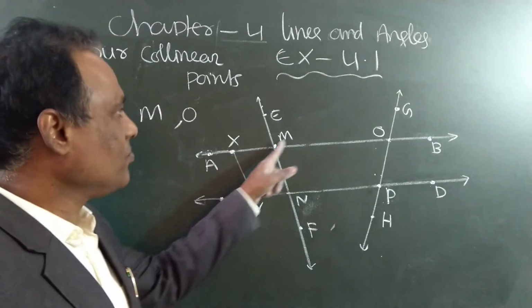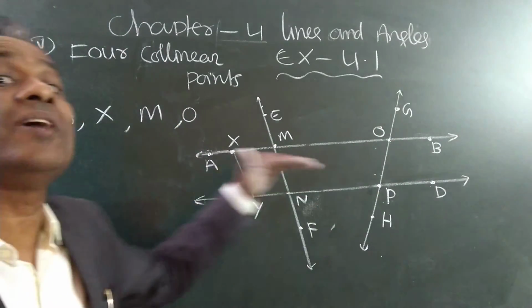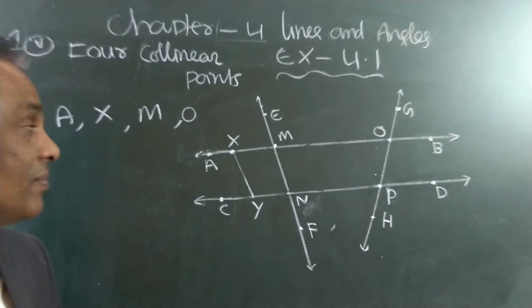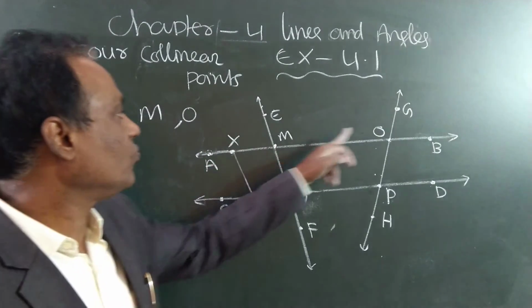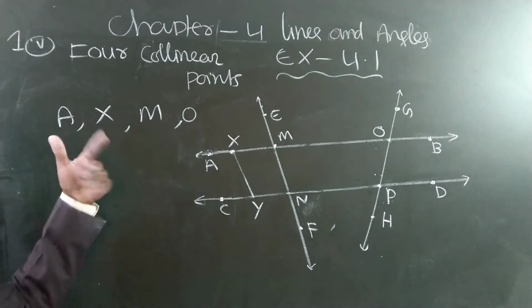A, X, M, O lying on the same line. They are collinear. Collinear means lie on the same line. A, X, M, O, 4 points are lying on the same line. They are collinear points.